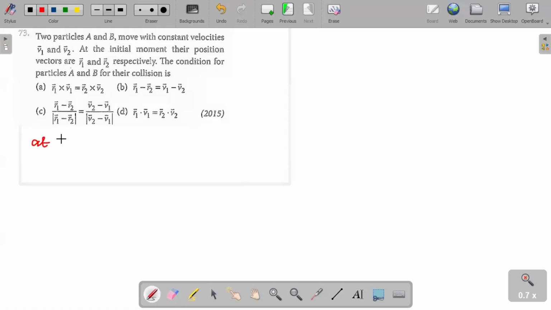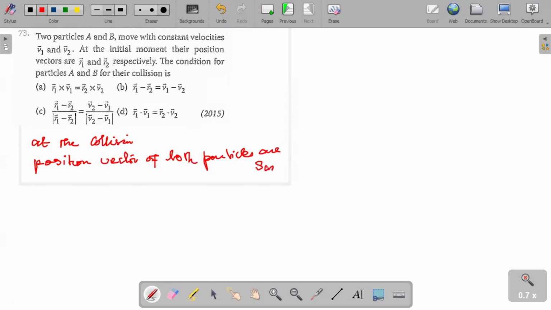At the time of collision, the position vector of both particles are the same. That means at that particular position, the positions are equal. Because both particles move with constant velocity.